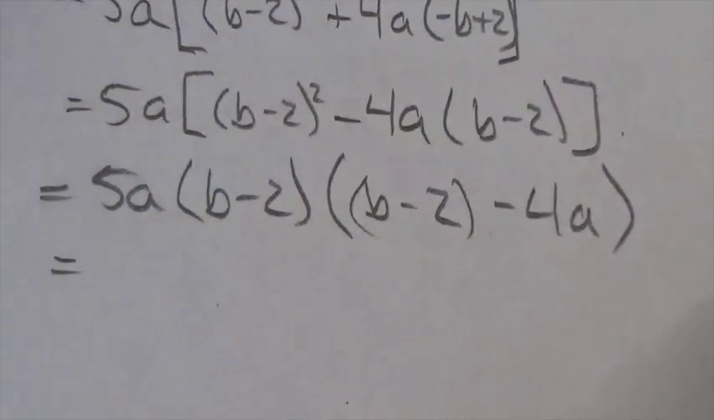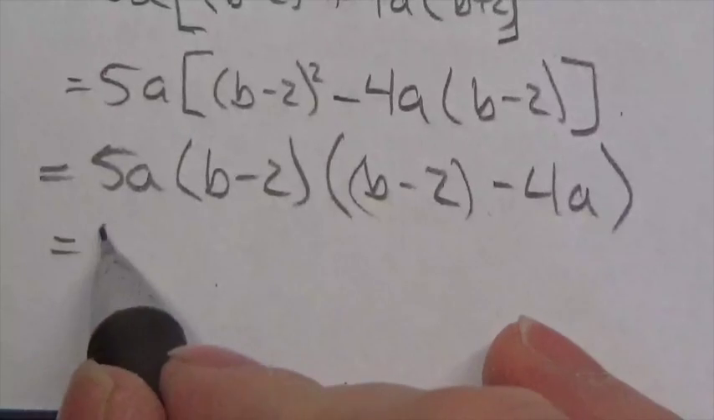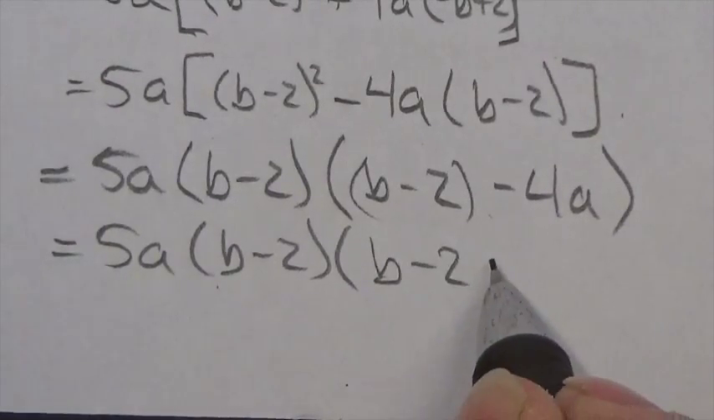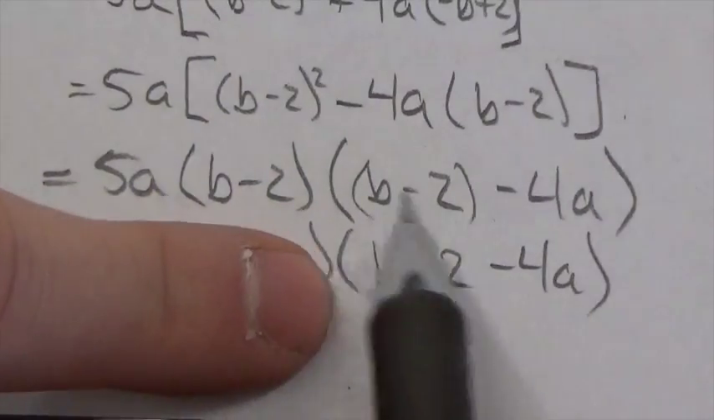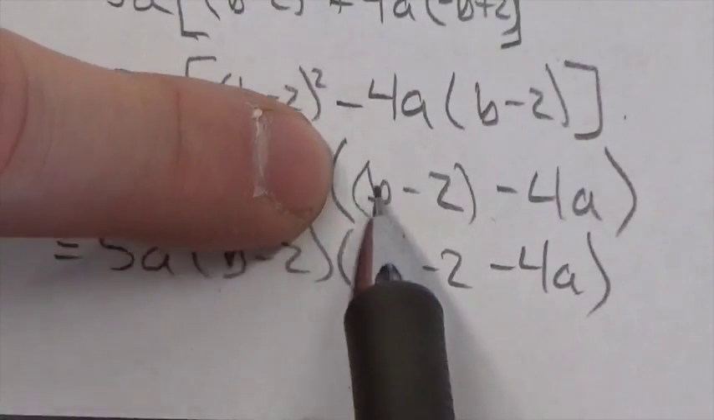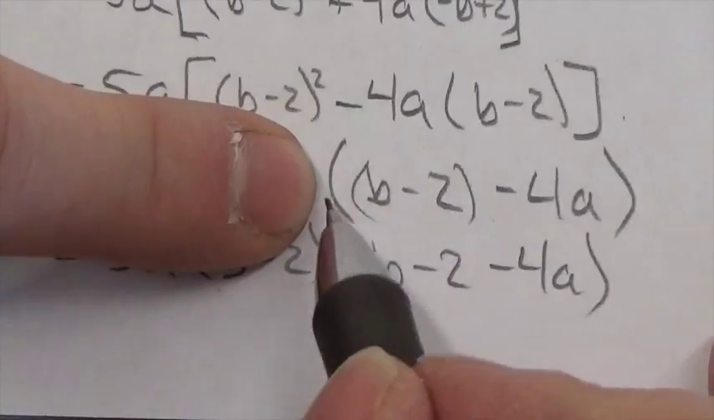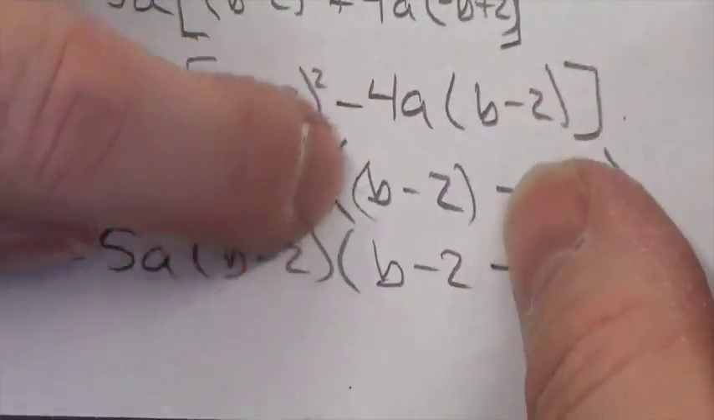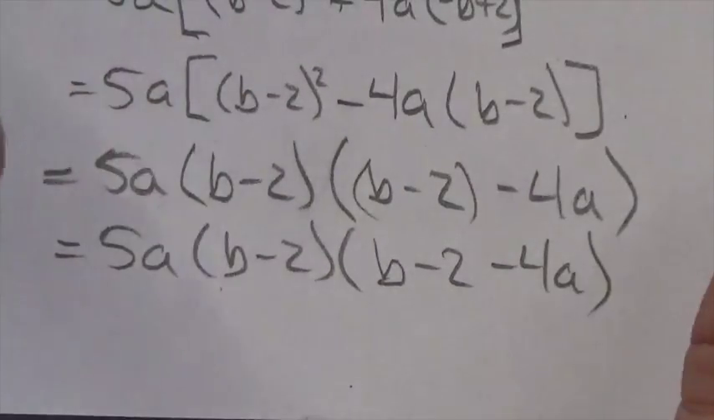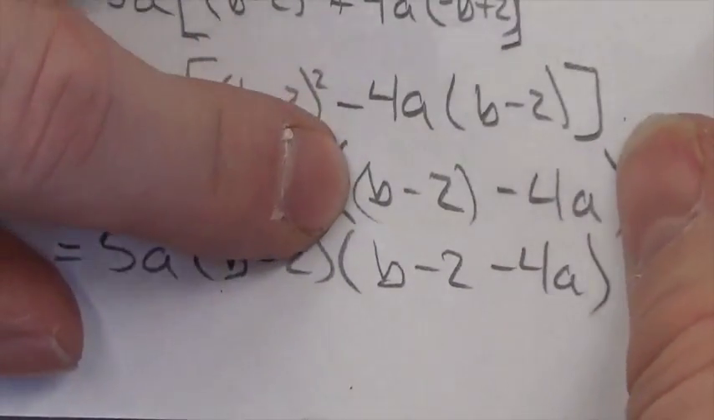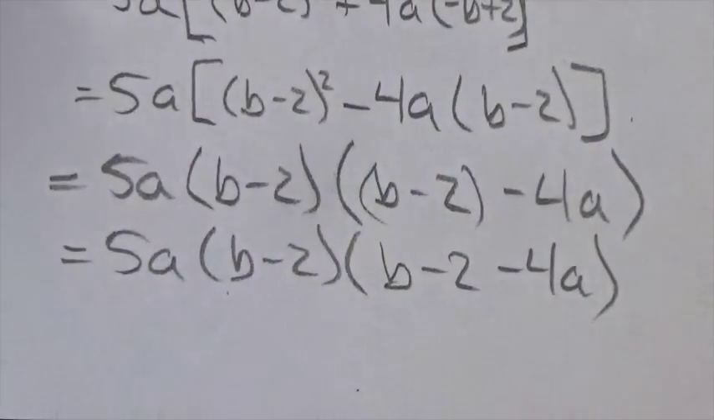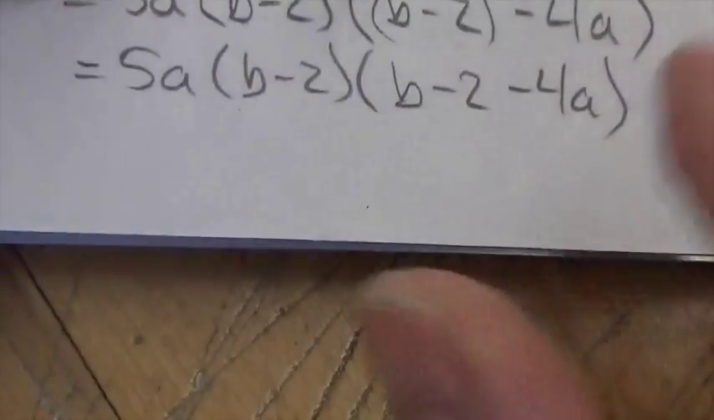And now what I would do in this particular case is drop these parentheses so that I've got 5a times b minus 2 multiplied by b minus 2 minus 4a. The reason I can do that is because there's nothing being multiplied in front, like within this set of brackets here. I can just drop the parentheses. They weren't really doing anything for me at this point anyway. Prior to this point, it was telling me that b minus 2 is one expression. But now that I'm at this point where it's just b minus 2 minus 4a, the parentheses aren't really doing anything.